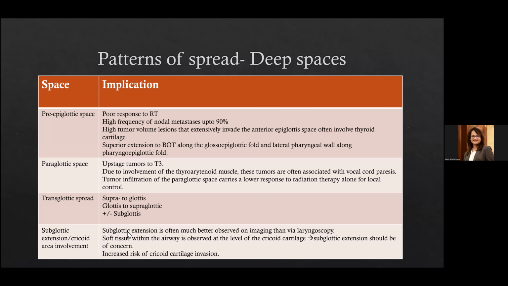Next is the subglottic extension or the cricoid involvement. Subglottic extension is often much better observed on imaging than by laryngoscopy, so it is very nicely seen on the imaging. Whenever soft tissue within the airway is seen at the level of the cricoid cartilage, subglottic extension should be of concern and should be carefully evaluated. There is also an increased risk of cricoid cartilage invasion, obviously because it is at the level of the cricoid cartilage.